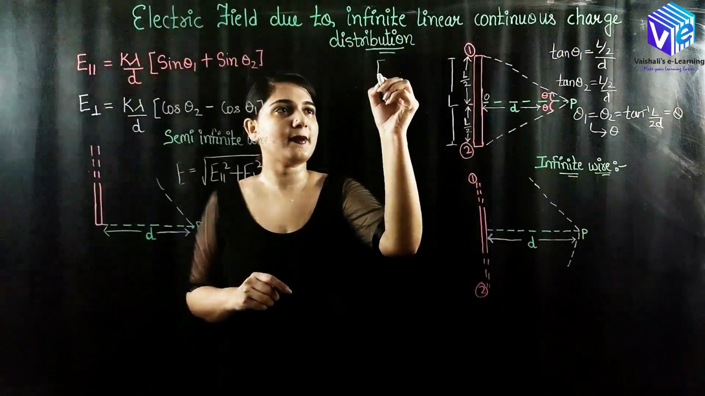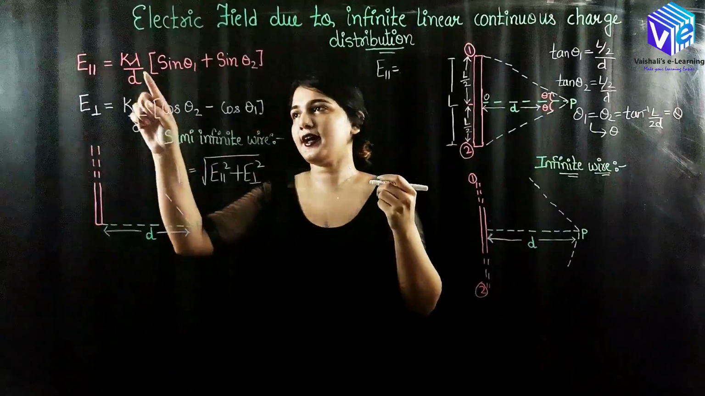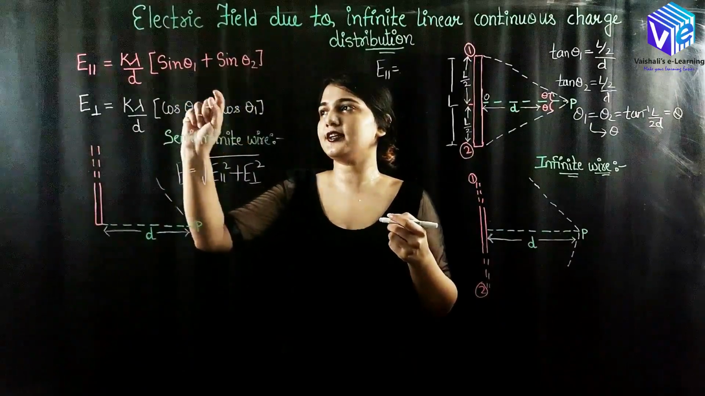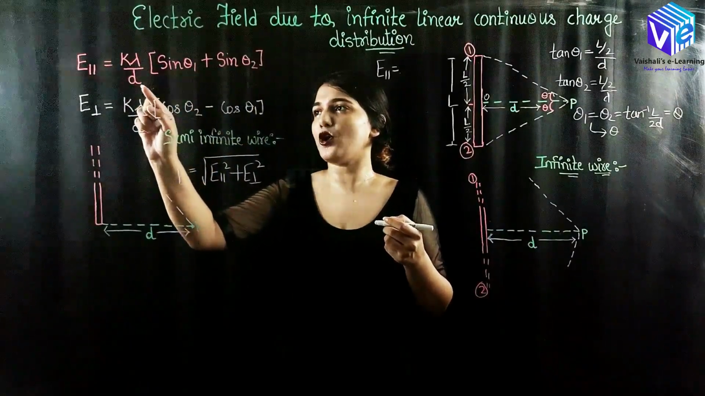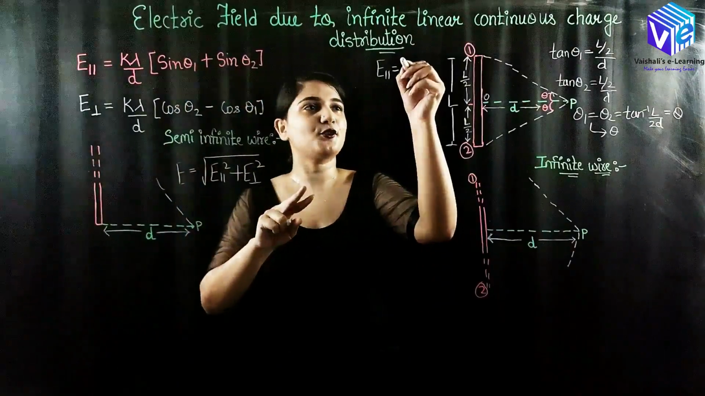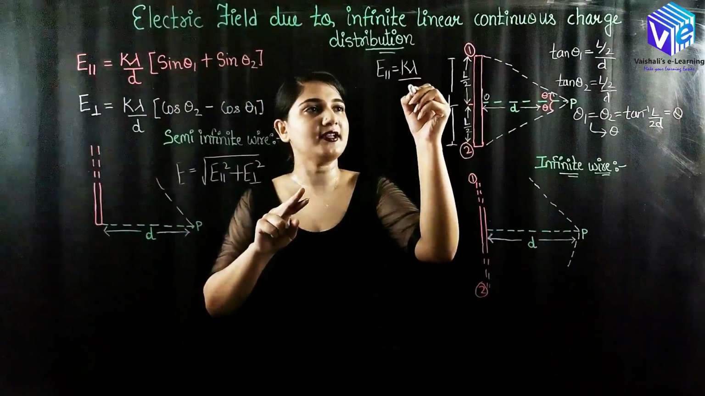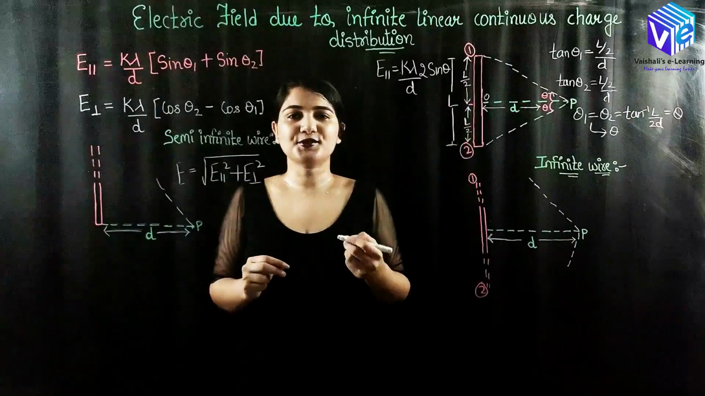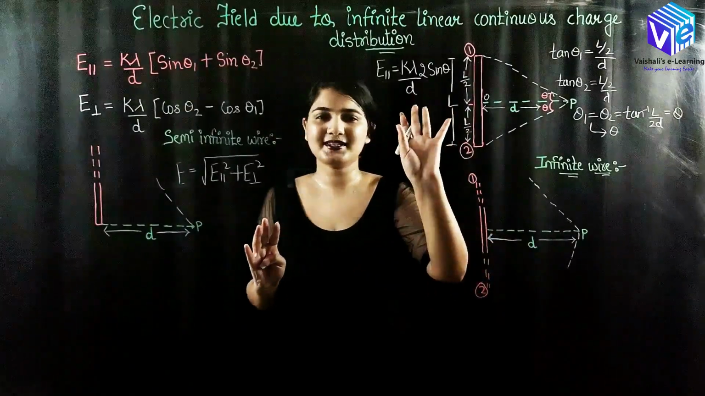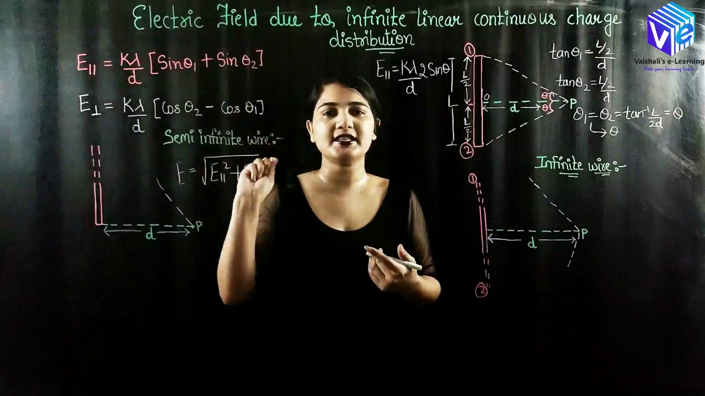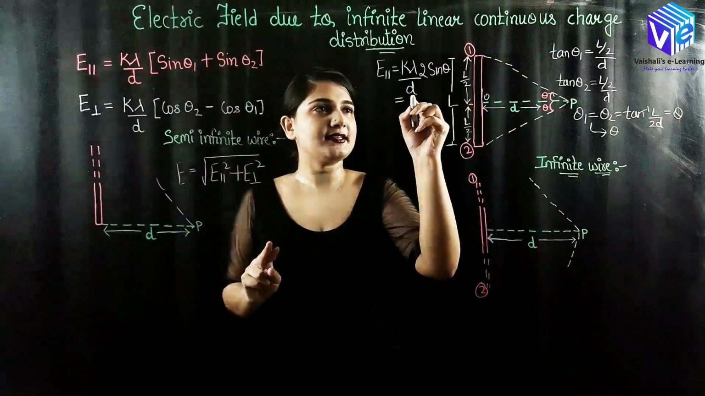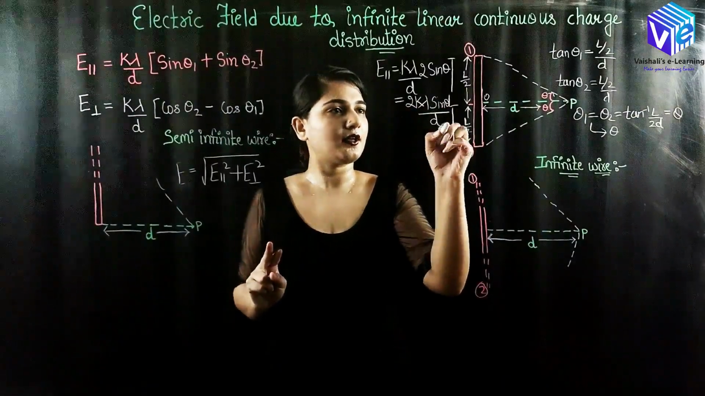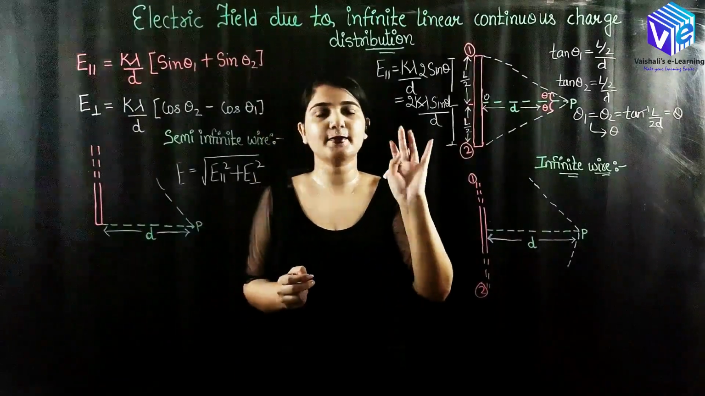Let's find E parallel. Here we have theta 1 is equal to theta 2, so I put theta 1 equal to theta 2. I am left with k lambda upon d times sine theta plus sine theta, which is k lambda upon d times twice sine theta. I hope E parallel is clear. It was really simple, I just had to put theta 1 equal to theta 2. Rearranging it, I can write 2k lambda sine theta upon d. This is my E parallel.